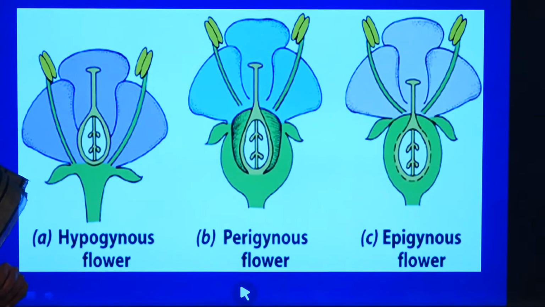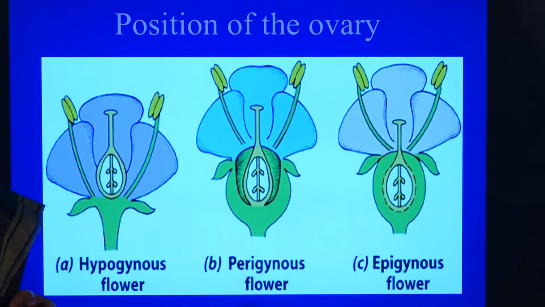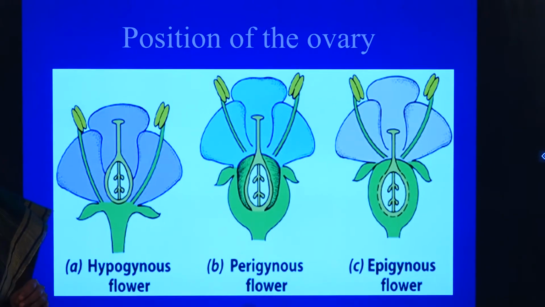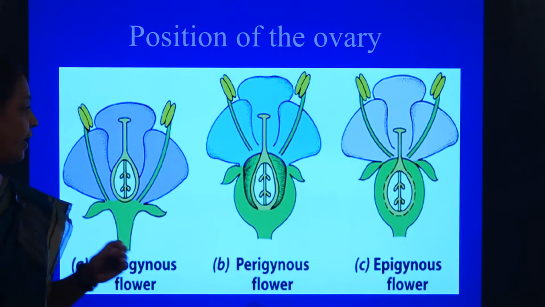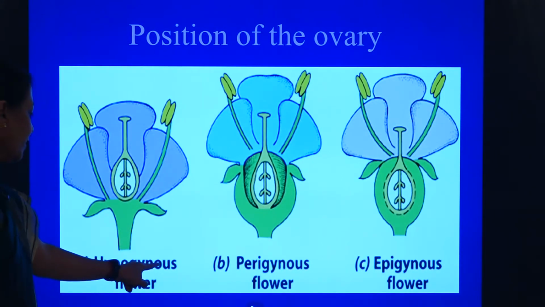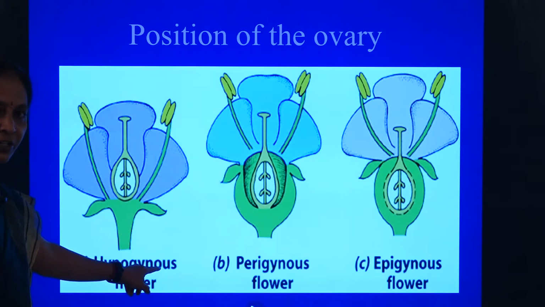See, the position of the ovary. When we observe the flowers, there are three different types of flowers we will come across: hypogynous, perigynous and epigynous. See, when we observe this, in a hypogynous flower, hypo refers to below the gynoecium.